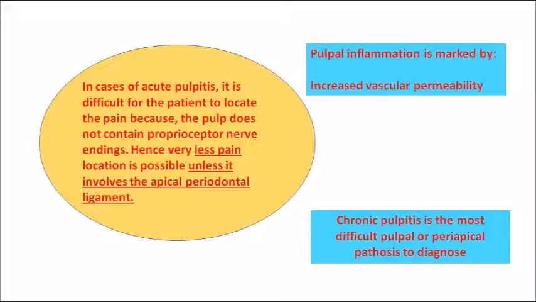Now, whenever there is pulpal inflammation, that is mainly marked by increased vascular permeability. Chronic pulpitis is the most difficult pulpal or periapical pathosis to diagnose, because in that chronic stage you don't know whether to diagnose it as pulpal disease or periapical disease. You have to be cautious and know all the differences to diagnose. These are some important points you should always remember. They can be asked in any way, so these are important MCQ oriented points.